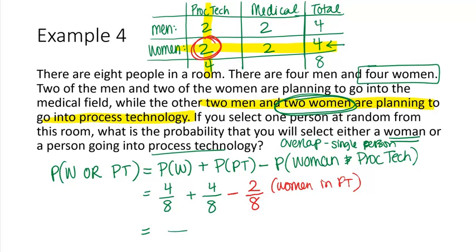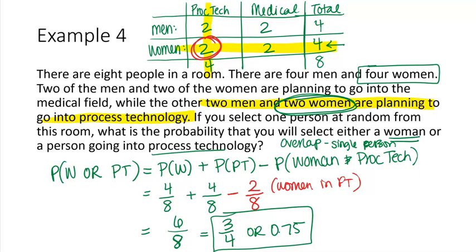Common denominator stays common, so don't reduce. And then I add up. 4 plus 4 is 8, minus 2 is 6. Giving me a fraction of 3/4, or 0.75. 75% shot of selecting somebody at random and getting a woman or someone in process technology.